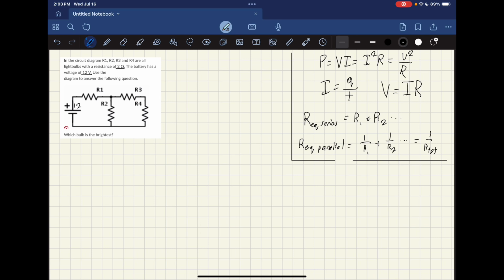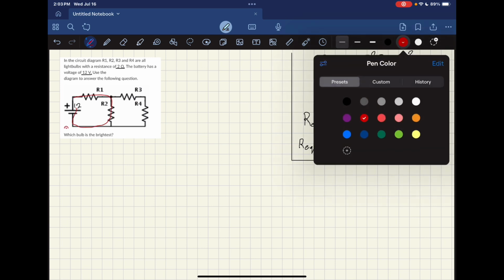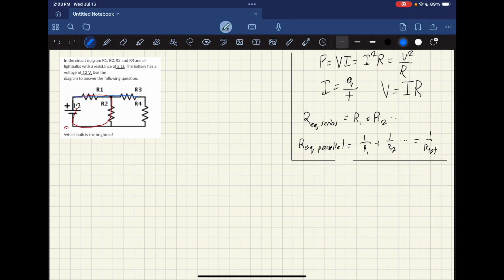So the key thing to realize here is, again, we have kind of 2 loops going on. We've got R1 passing through R2 here, and then we have R1 passing through R3 and 4 here. So R2 is connected in parallel with R3 and R4, and R1 is connected in series with these. So the first thing we need to do is find the total resistance of the system. So let's first talk about the parallel.